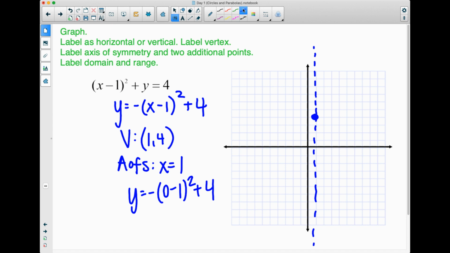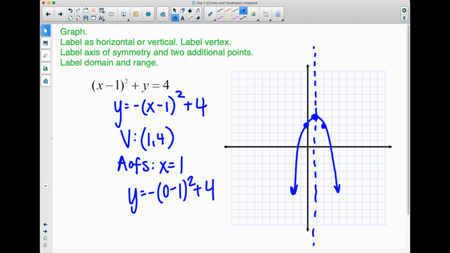All right, so -1 squared is just a +1, but the negative that's still out in the front of that is a negative. So we have -1 plus 4, which gets me 3. So 1, 3, hop across the axis of symmetry, and we have a vertical parabola. Okay, vertical parabola meaning it's going up and down.